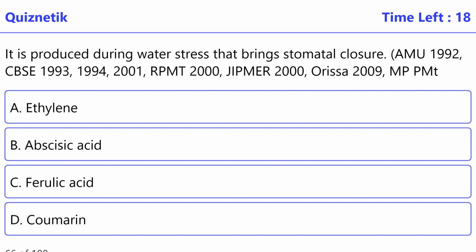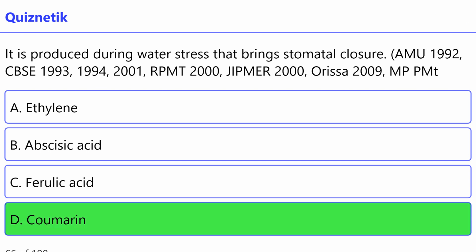It is produced during water stress that brings stomatal closure. ARMU 1992, CBSE 1993, 1994, 2001, ORPMT 2000, JIPMA 2000, ERISA 2009, MPPMT 1992. The correct option is D, ABA.